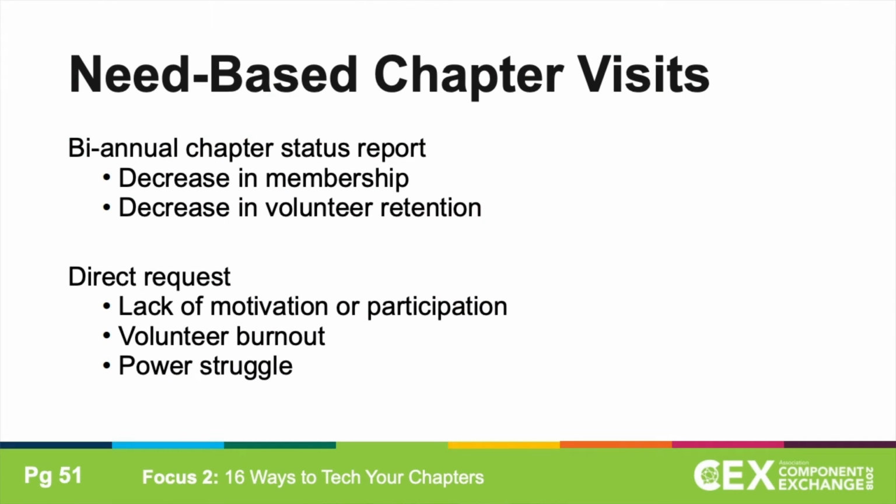Fast forward to today, we've changed a few things. So now we schedule our chapter visits 2 ways. We use our biannual status report, which is just another mechanism to gauge the health of our chapters. We might find that membership is decreasing, they're having a hard time retaining those volunteers. Additionally, the old-fashioned ways, when we get an email or a phone call from a distressed volunteer leader. Get quite a few of those, unfortunately.